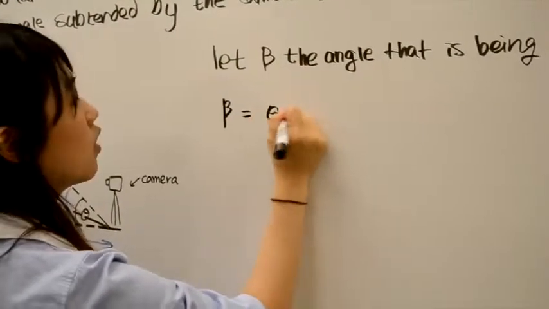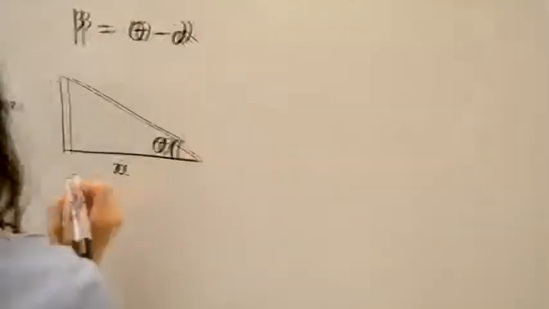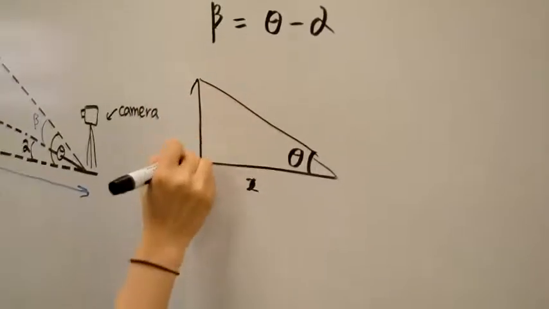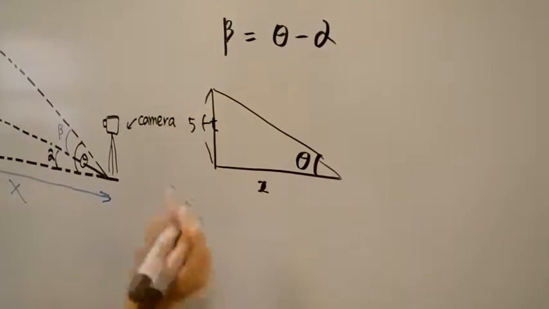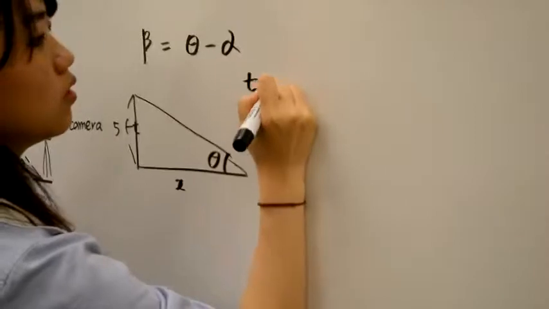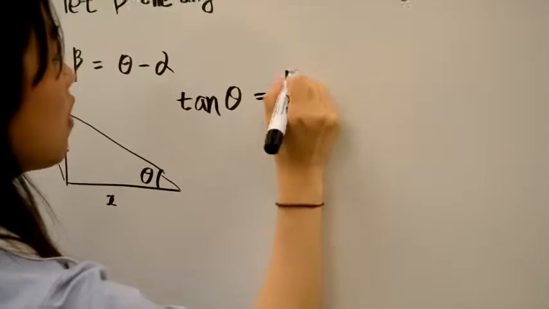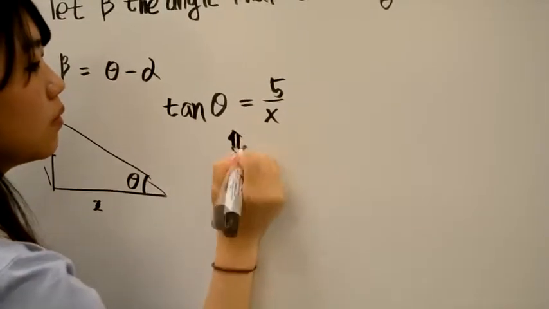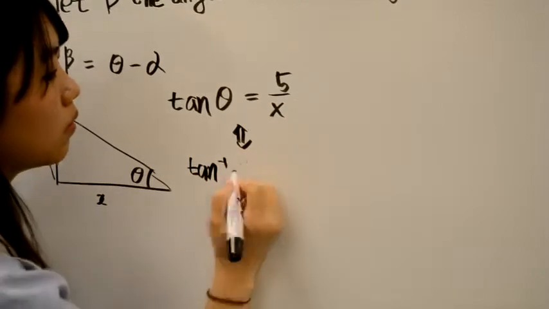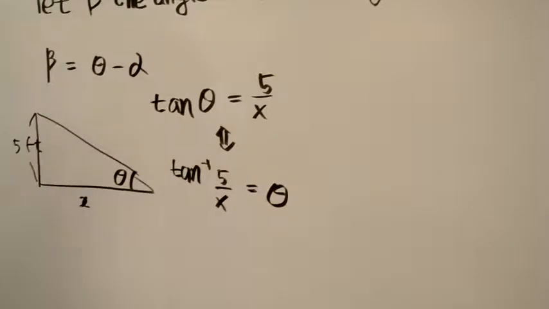We know that angle B equals angle theta minus angle A. And we're going to draw a triangle to make sure we understand this. So when we draw the bigger part of the triangle, we know that tangent theta would be 5 over x. And that means inverse tangent of 5 over x equals theta.